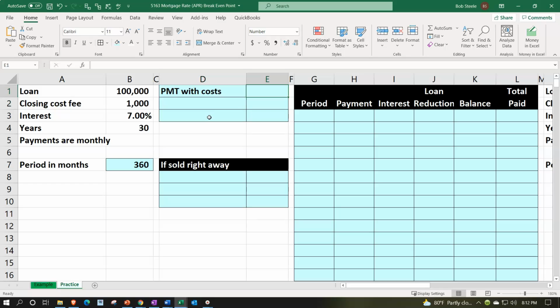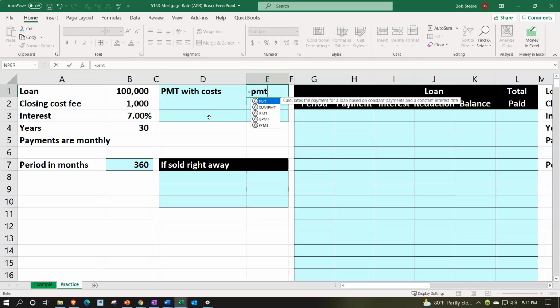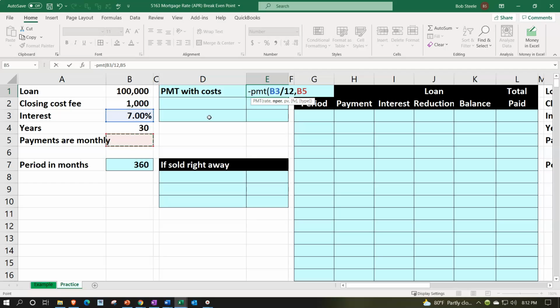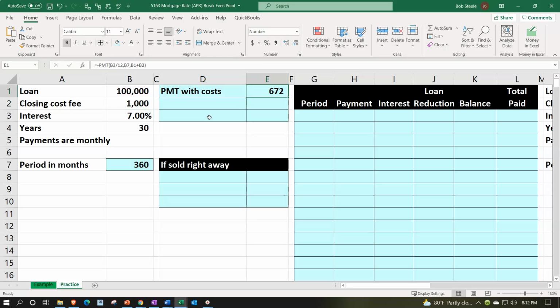So the payment is going to be negative PMT, Shift 9. The rate is going to be the 7%, but that's a yearly rate, so I'm going to take that and divide it by 12 to get the monthly rate, comma. Number of periods is going to be 360, 30 times 12, comma. And then the present value is going to be the $100,000 loan plus the closing cost of $1,000, for the $101,000. Giving us the 672, about. Adding some pennies, going to the number group, adding a couple decimals, 671.96.